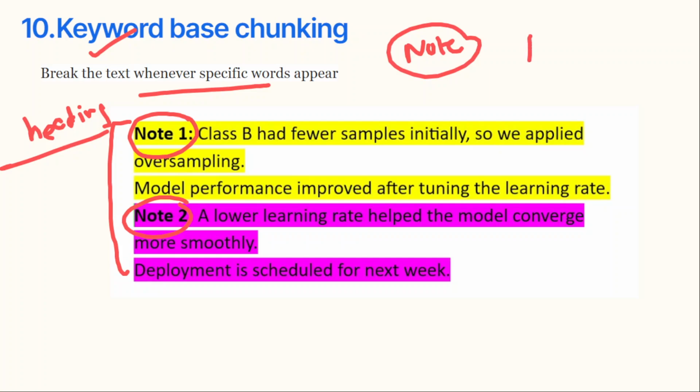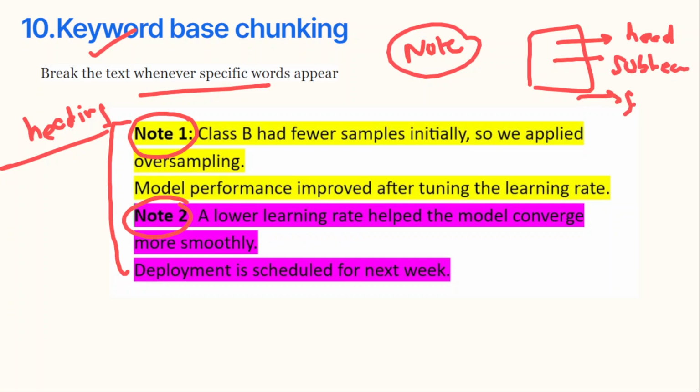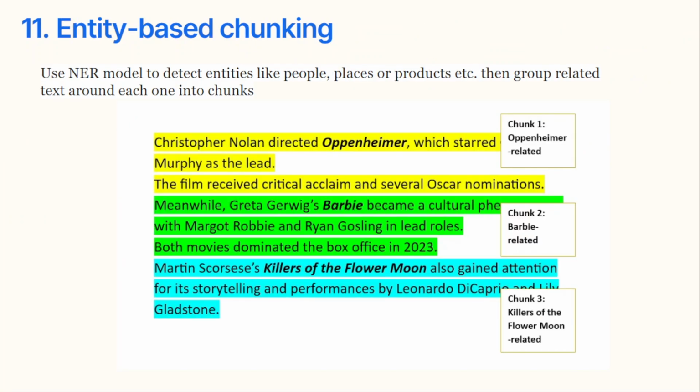Let's say you have a document and that document doesn't specify headings, subheadings, or sub-paragraphs, and doesn't have any clarity. There you can use keyword-based splitting. Correct? Great. Next is something called entity-based chunking.